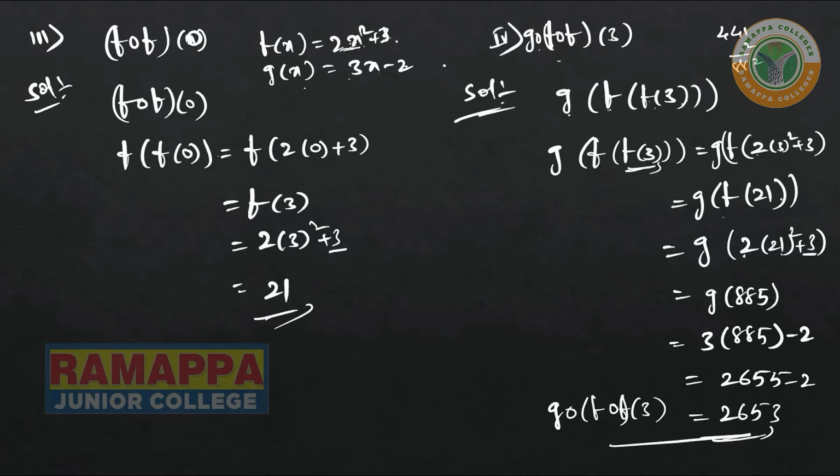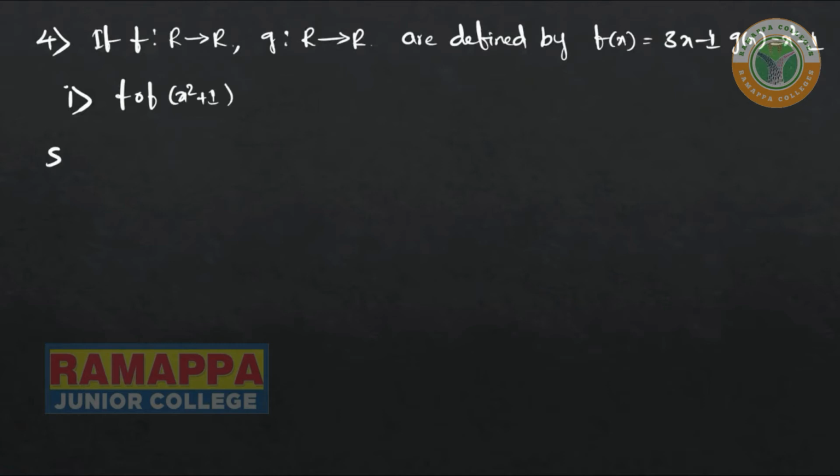So now this third question is completed. Now move to the fourth question here. Now fourth question solution here. So the question is: given that f from R to R and g from R to R are defined by f of x is equal to, how much is given?